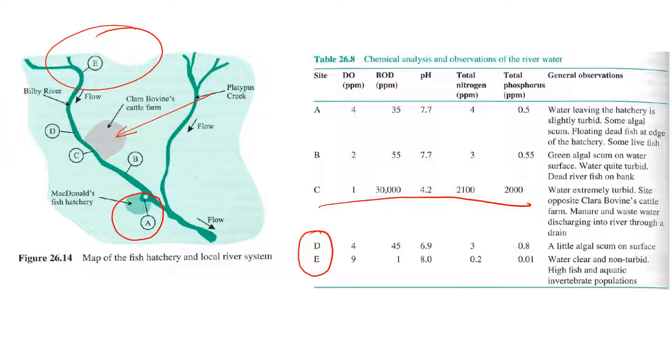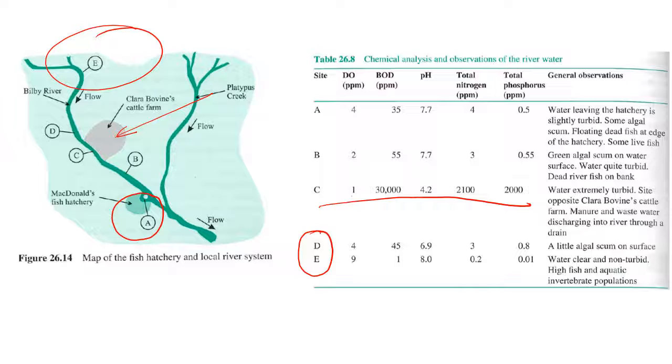pH of 4.2 is quite acidic for a major waterway. Total nitrogen and phosphorus is incredibly high for that system, so high that you almost assume it is going to be undergoing eutrophication. With this in mind, the most likely cause of the death of fish at the hatchery is probably this bovine cattle farm. And as we said, it's because of these relationships within the environment.